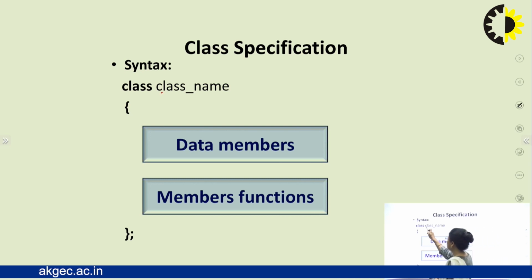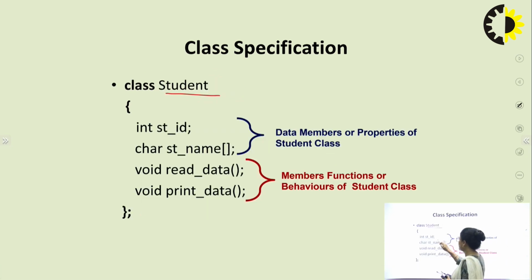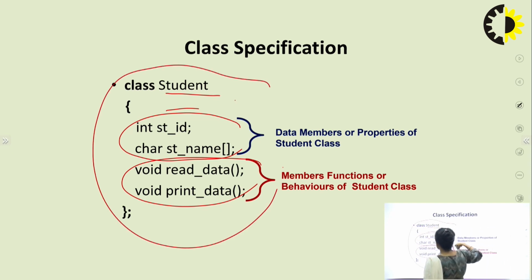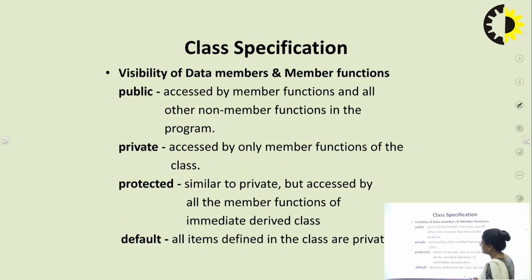You have the class keyword followed by the class name. You have two important components, the data members and the member functions. So the class is student, and these are the member data, these are the member functions. Then how will the members of this class be accessed outside the class? There are different specifications. If nothing is specified, then by default the access is private. We already have talked about this visibility mode or class specifications in my previous lectures.